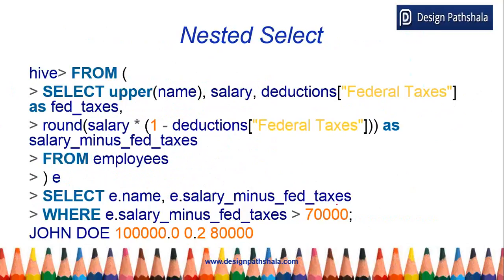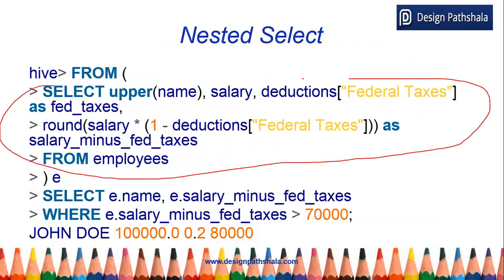So it's a simple nested command. Similar to MySQL, you can also run nested queries over here. Here I've created a nested table E, which is an output of this query, and I'm using this table in the next select query.